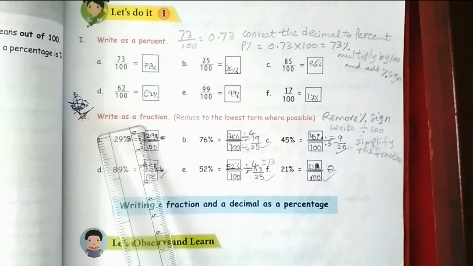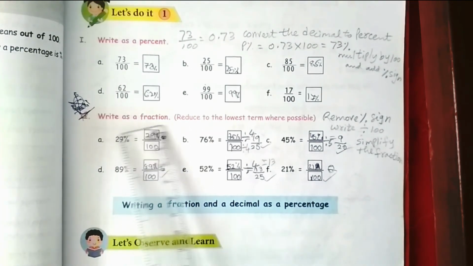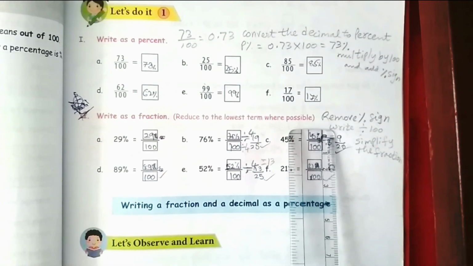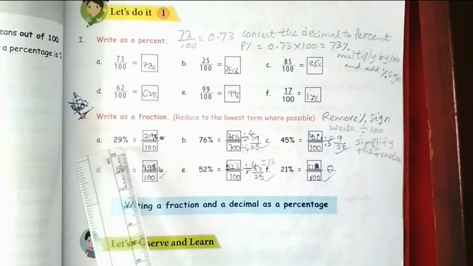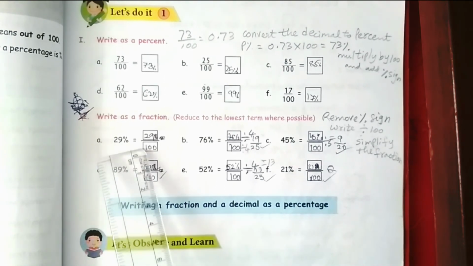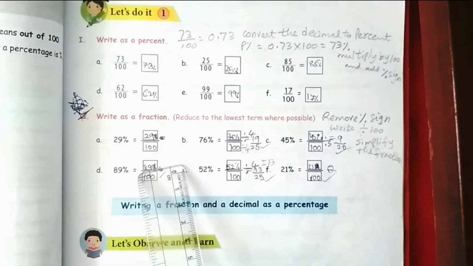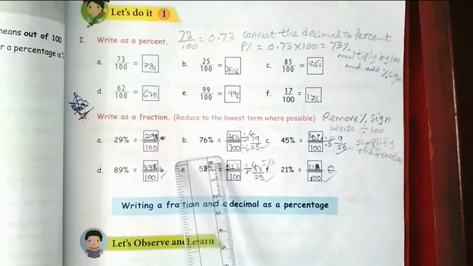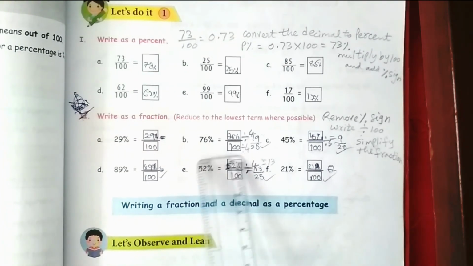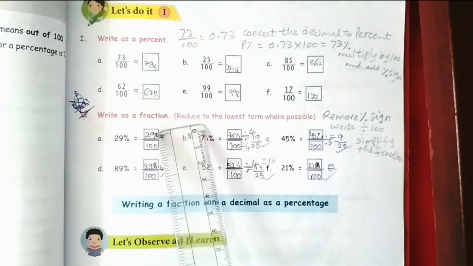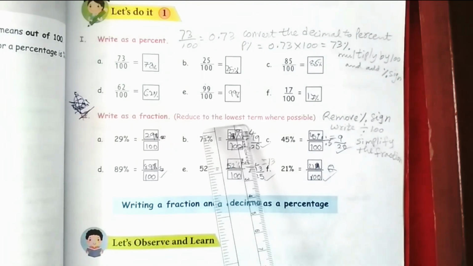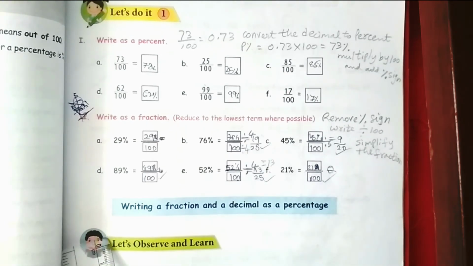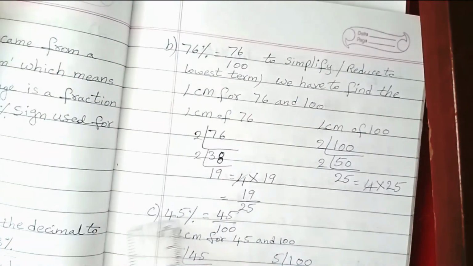Now second question, write as a fraction. That means reduce to the lowest term where possible. For example, here 29% they have given in the question. So you have to write it as 29 by 100. Now in part B they have given 76%. So we can write simply 76 by 100. But what they asked here is, reduce to the lowest term wherever it is possible. So how do we do it? We have to simplify now.